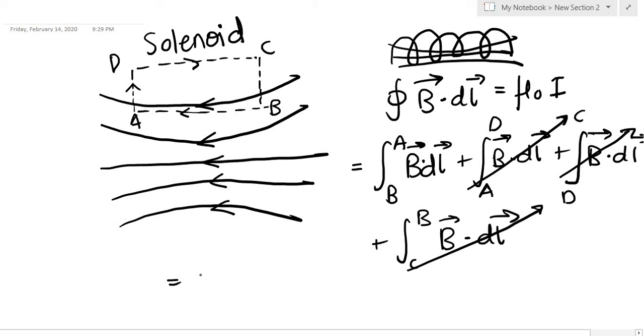So finally we are left with the integral from B to A of B dl, because now there is no need to write the dot product. The angle between the magnetic field and the length element is 0, so cos 0 is 1. Let's call length AB x. Let's call this length x. So finally you just have Bx when you integrate.